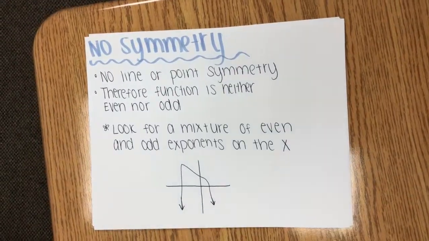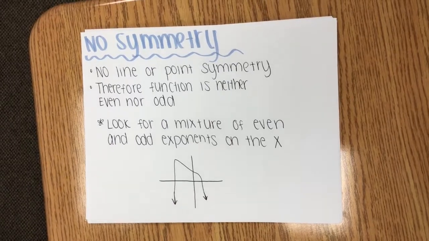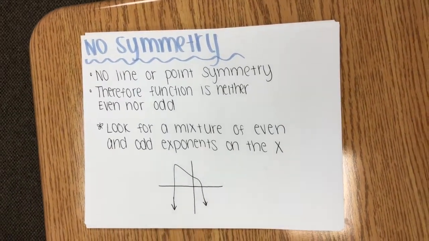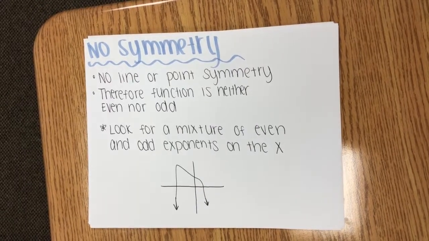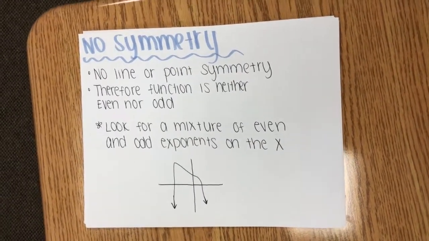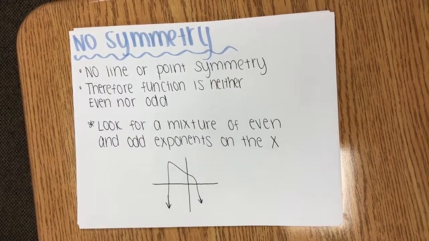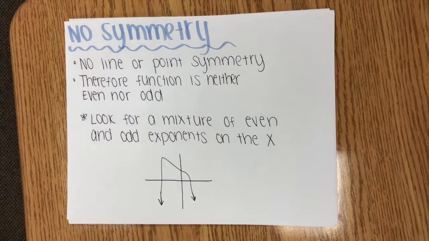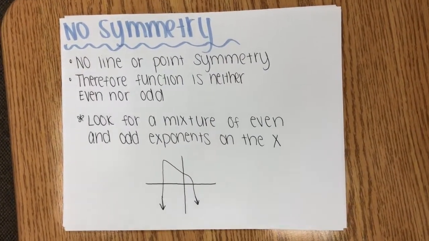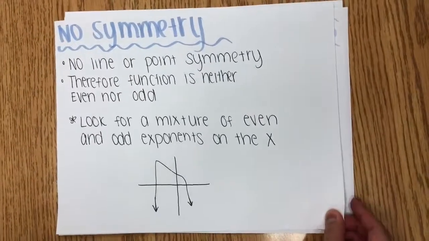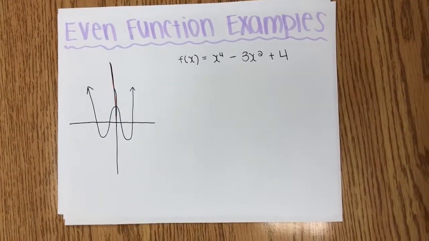Functions can also have no symmetry. No symmetry occurs when there's no line or point symmetry on the function. Therefore, the function is neither even nor odd. You can find this algebraically by looking for a mixture of even and odd exponents on the x's. This is a graph that has no line or point symmetry, so you can tell that it has no symmetry at all. Now we're going to do some examples on how to solve even and odd functions.